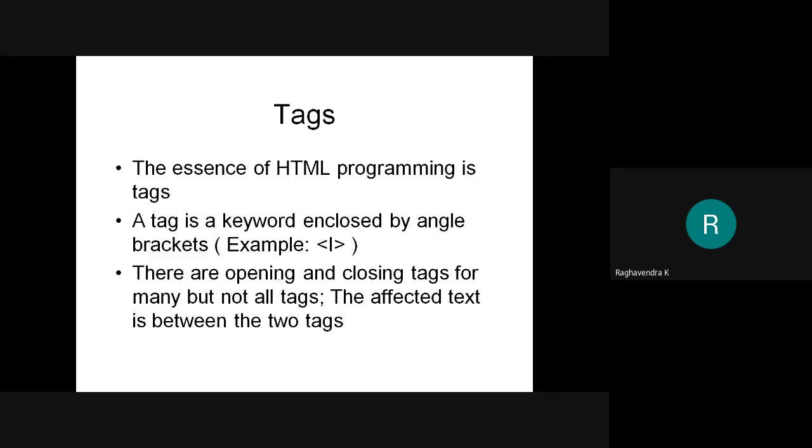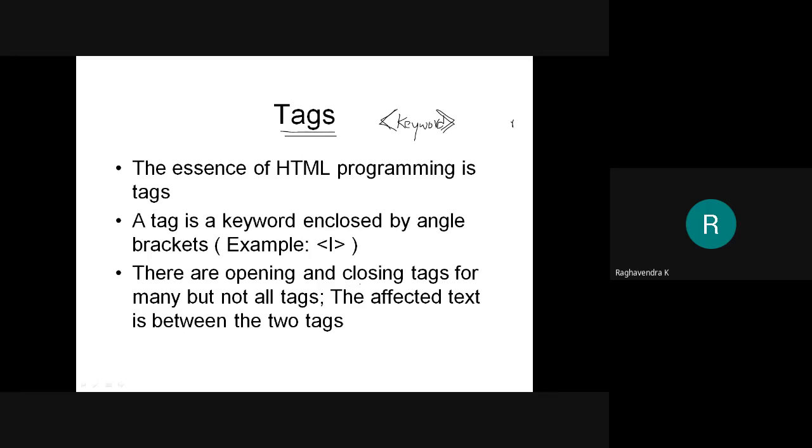So what is an HTML page made up of? Or how do we generate an HTML page? In order to generate an HTML page, we are going to make use of the essence of HTML programming, which is called a tag. So what do you mean by a tag? A tag is something that is enclosed within angular brackets. Inside these angular brackets, we mention some keyword that performs a certain task. So this is the keyword. Normally these tags would be enclosed within these angular brackets.